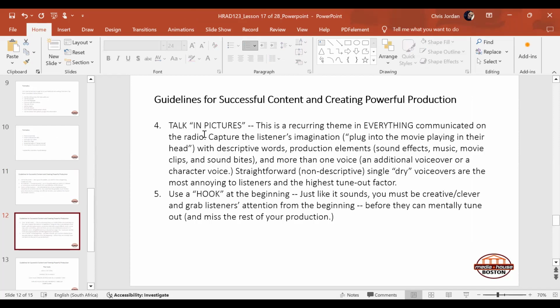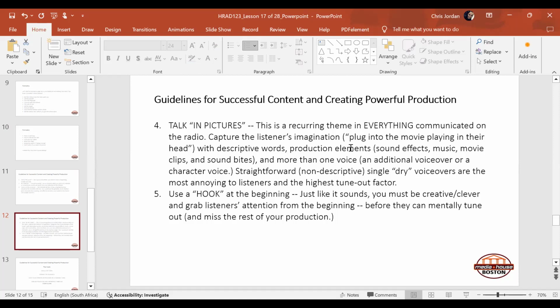So, talking pictures, again, the theater of the mind. This is a recurring theme in everything that we do in radio. Capture their attention and their imagination. So, plug into that movie playing in their heads, right? Again, they're going to create all the imagery. They're going to imagine what you look like, what your face looks like when you're saying certain things, who you're talking to, what you're talking about, descriptive words, emotions, and again, that kind of passion that you're bringing in.